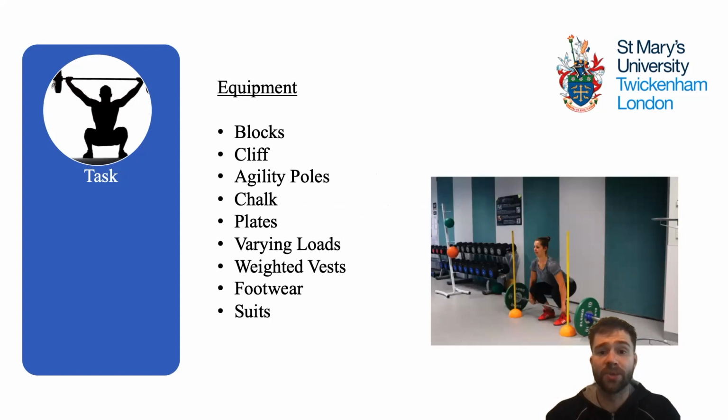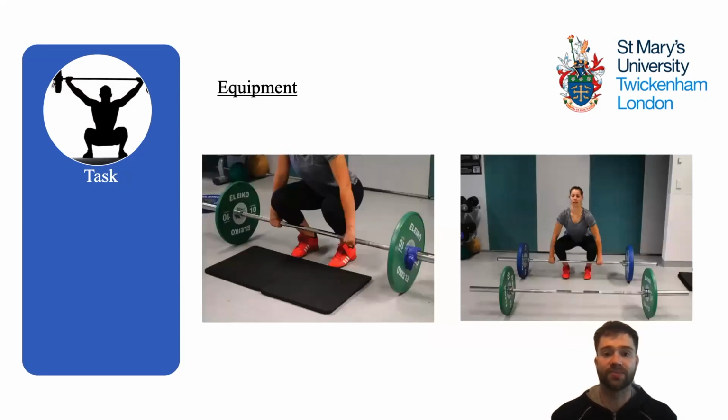Other pieces of equipment that can help with the lift are varied loads, weighted vests, footwear, suits, chalk, cliffs, and blocks. So a lot of the equipment category is based from affordances and direct perception and even degrees of freedom, because these constraints or with equipment are going to manipulate degrees of freedom, they're going to change the athlete's perception, and they're going to be an affordance in their own right.